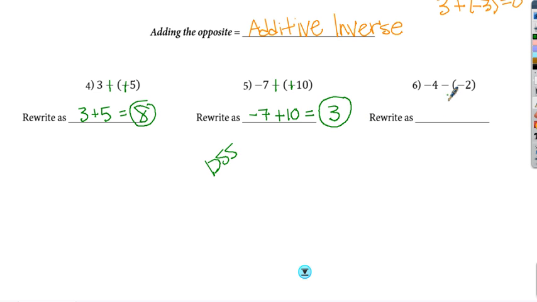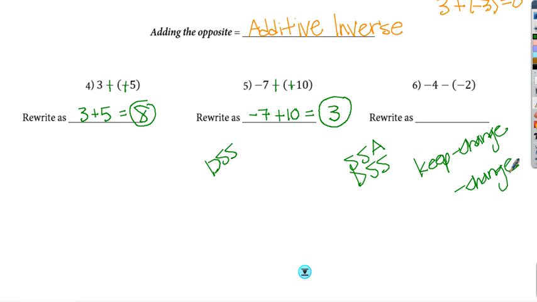And I'm going to have you do the very last example on your own. All right, so like I said, we are still using DSS and SSA, but one more thing you need to remember now is keep, change, change. So keep these rules in mind, don't forget those. You don't have to change anything for the first integer, you just add the opposites at the end.